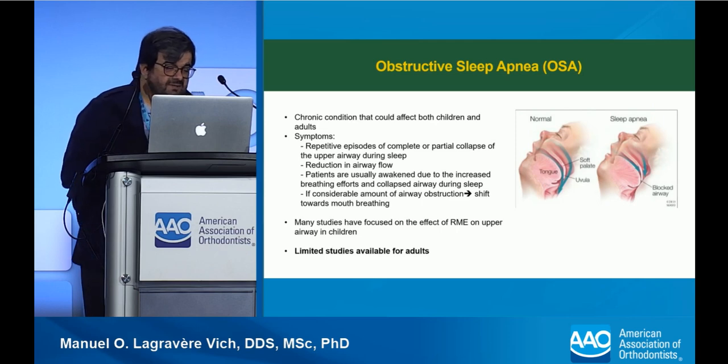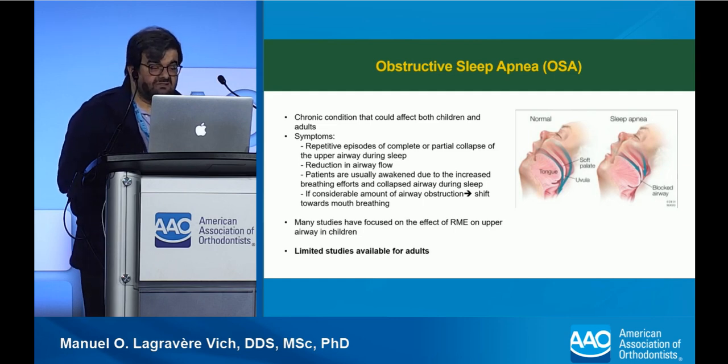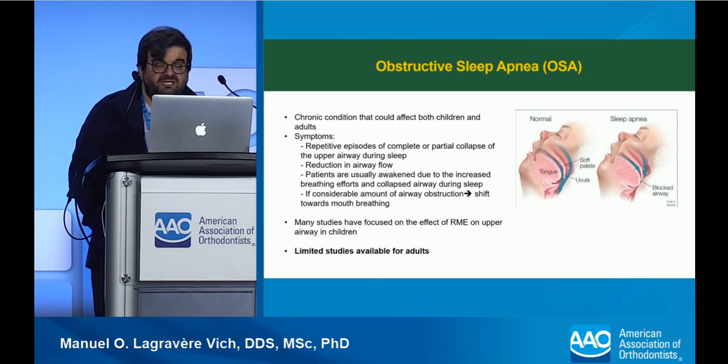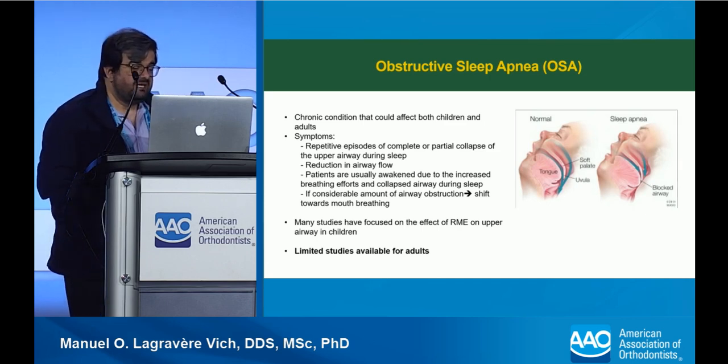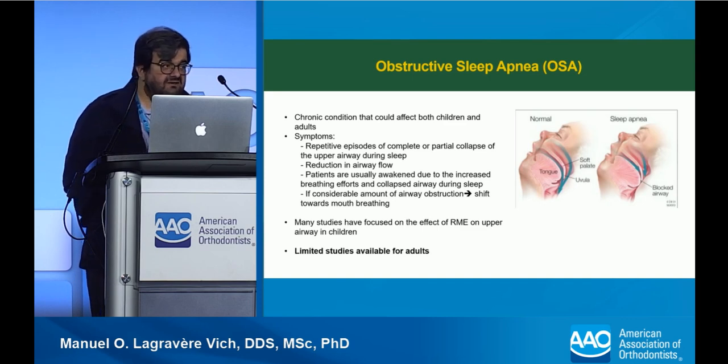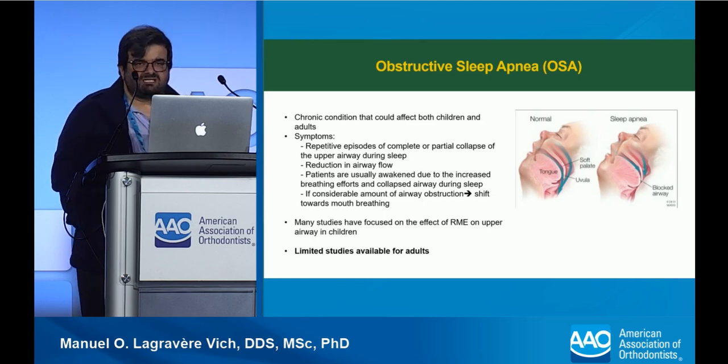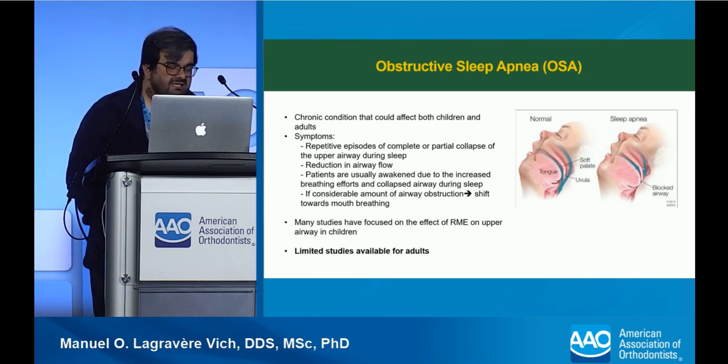Also, a little reminder about obstructive sleep apnea. It's a chronic condition that can affect both children and adults. Some of the symptoms presented are several episodes of complete or partial collapse of the upper airway during sleep. And if this is severe, it can shift towards mouth breathing. There's a reduction of the airway flow, and patients are usually awakened because of that. There are many studies that have shown the effect of RME on the upper airway, and we have seen a growth of them during these years, but there are still limited studies on the relationship with adults.